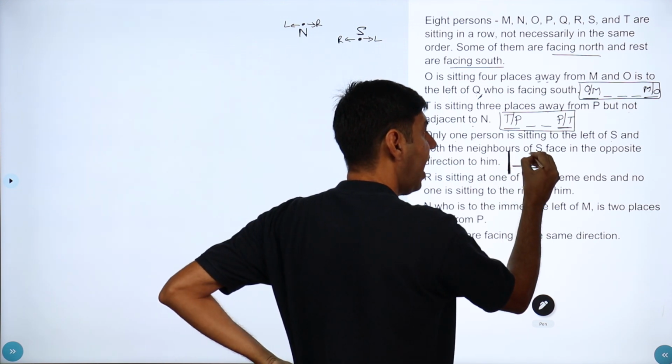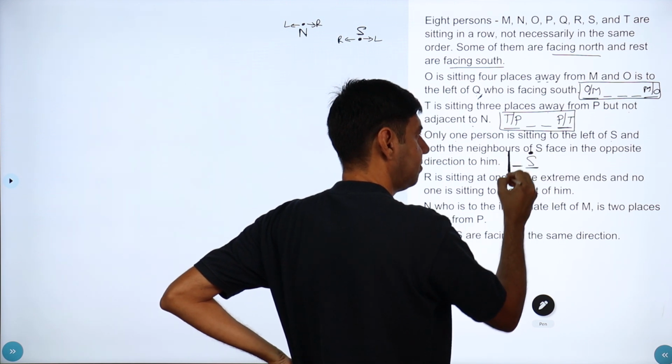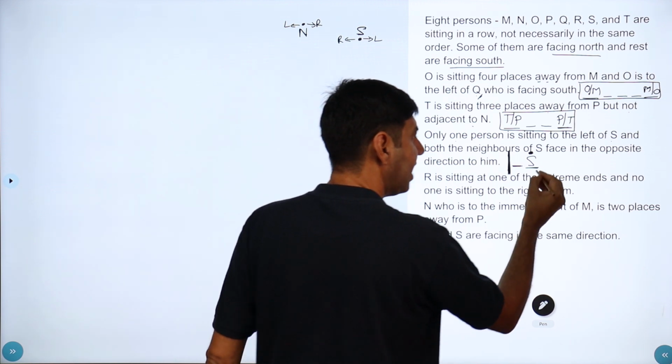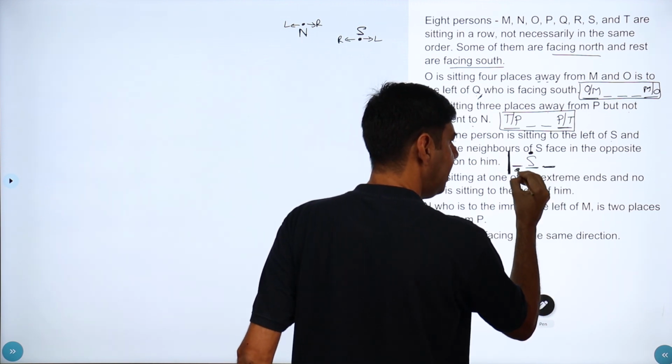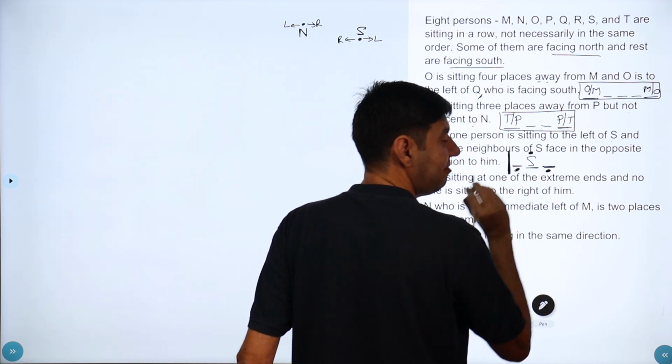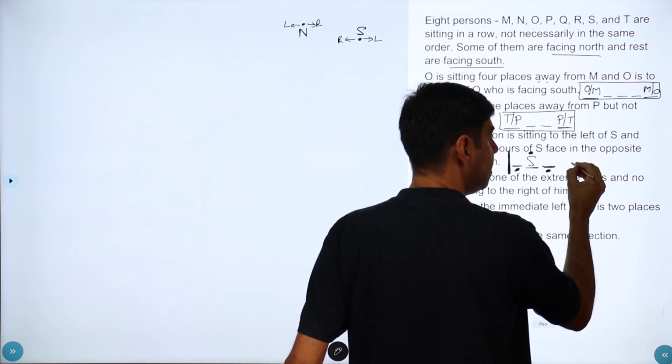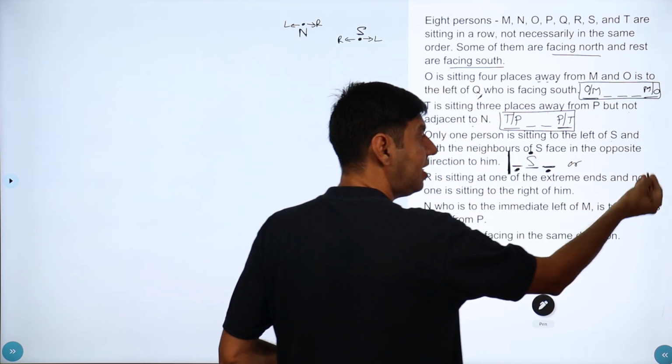So this means S is looking northwards. Then he is going to be at the left end, and the 2 neighbors of him will be in the opposite end. Mark everything. And again, from the previous videos, you should know, if you get this, the other side of it is just a mirror image of it.